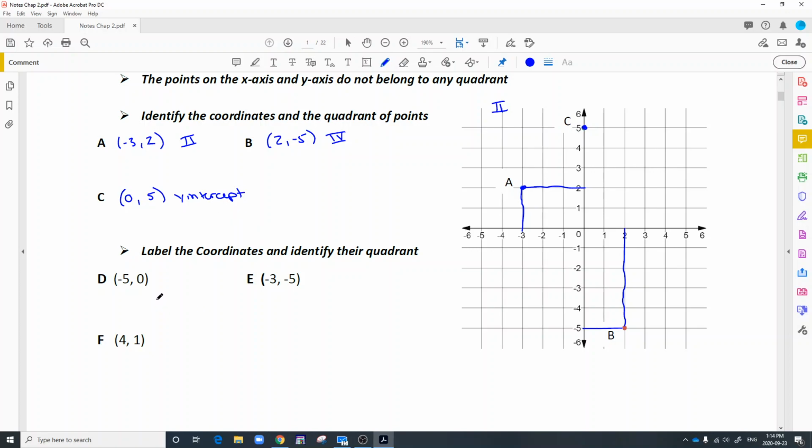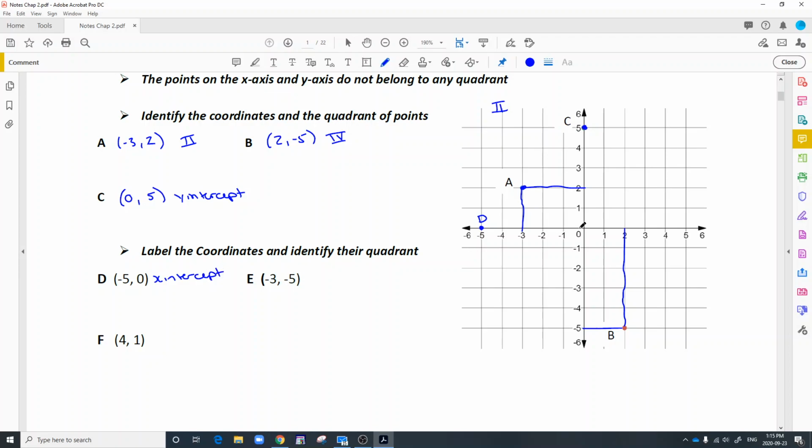All right, moving on. Now we want to label the coordinates and identify their quadrant again. So this time they're giving us the ordered pair and we're putting it on the Cartesian plane. So -5, 0 means I'm going to go left 5 and then don't go up or down. So this is my point D. It is not in a quadrant. It is an x-intercept.